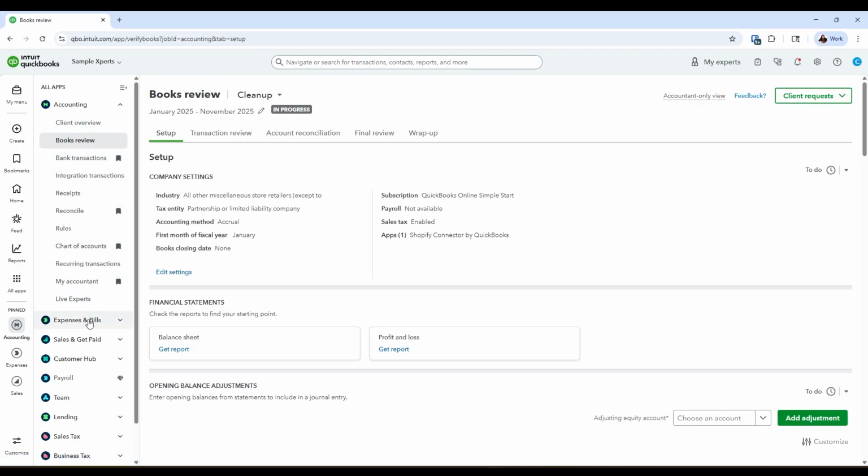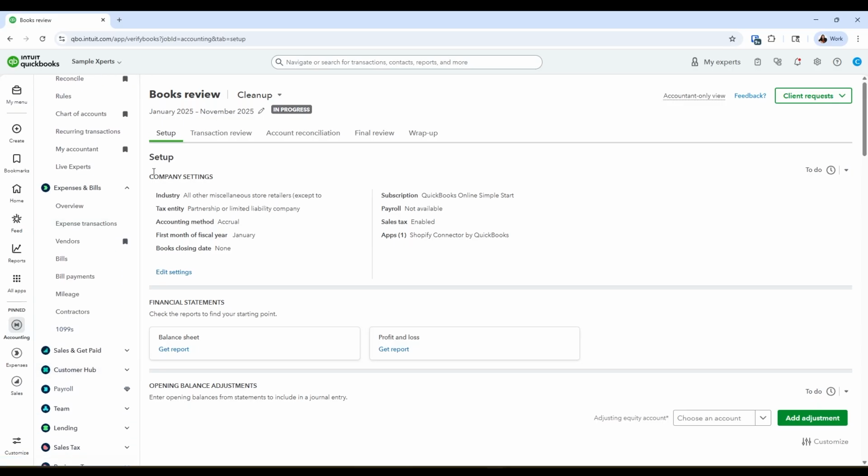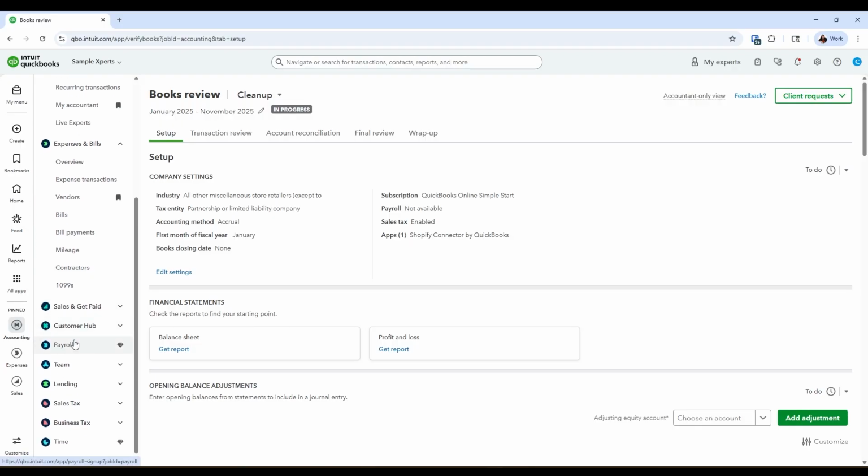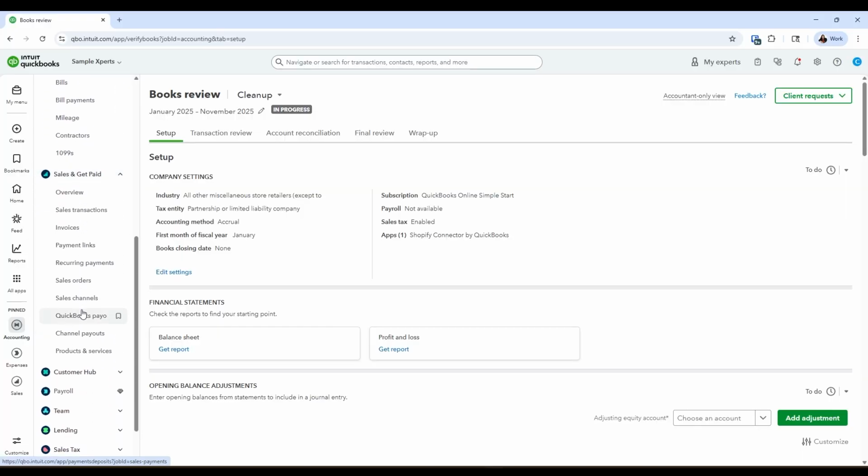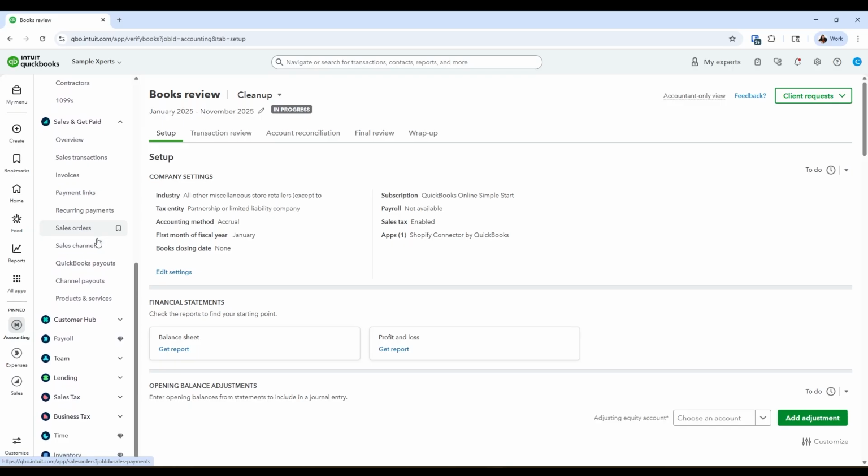Okay, so we also have the subdivision of expenses and bills organized here on the left-hand side. The expenses or bills, you have overview, expense transactions, vendor bills, bill payment, mileage, contractors, and your 1099, which is coming up pretty quickly in 2026. Sales and get paid is all about customer income transactions. So we're going to have the sales transactions, invoices, payment links, recurring payments, sales orders, sales channel, QuickBooks payouts, and channel payouts such as Shopify, Square, and so on and so forth.